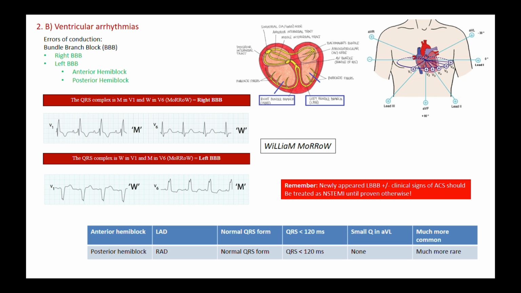On the other hand, left bundle branch blocks, if they are newly arisen, and especially if they have clinical signs of acute coronary syndrome, like pressure sensation over the chest, a tight feeling retrosternally, radiation up towards the jaw, left shoulder, arm, and so forth, should be treated as a non-ST elevation myocardial infarction until proven otherwise. And this can be proven by either ultrasound examination of the heart or biochemical markers like creatine kinase and troponin.